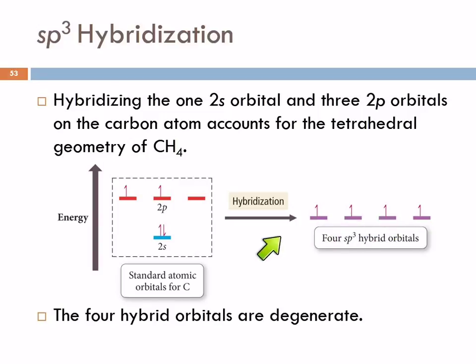They're the same energy. And we name this sp3 because it's 1 s and 3 p. So sp3 hybrid orbitals. And sp3 you get by hybridizing an s and 3 p's. Okay, so there's lots of letters and numbers here, but they're trying to tell us what the thing is. Any questions?